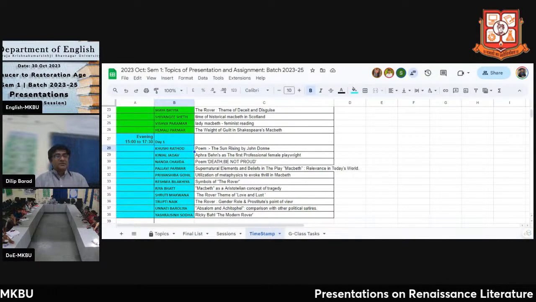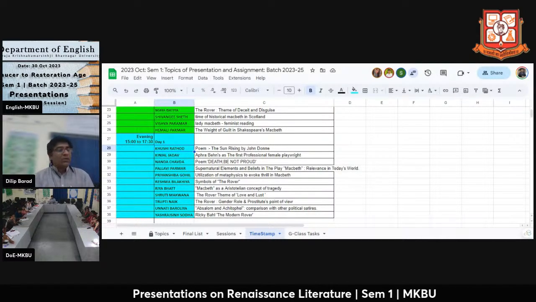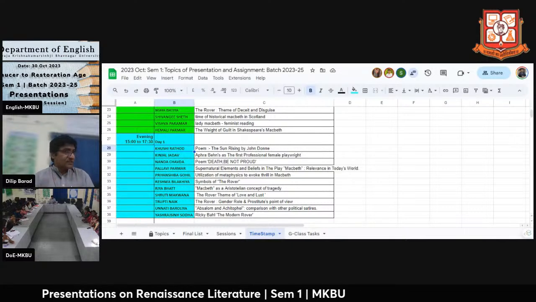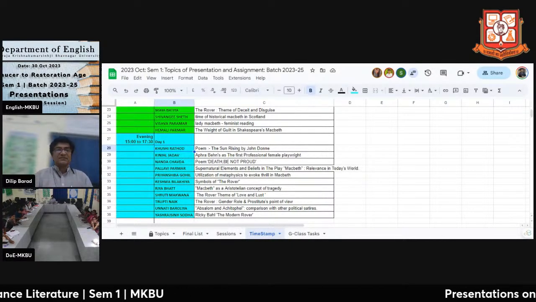RESHMA: symbols in The Rover. Symbol, or you can say a symbolic study of Aphra Behn's The Rover. The symbolic study of Aphra Behn's The Rover.